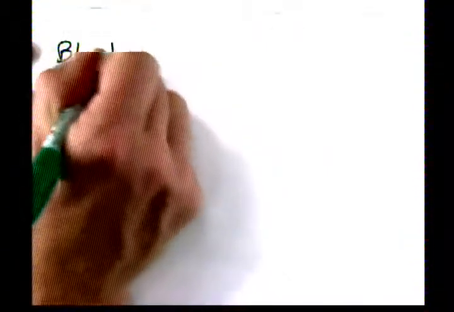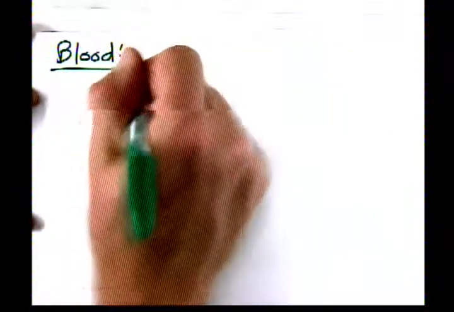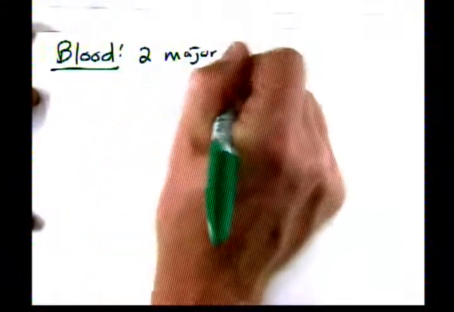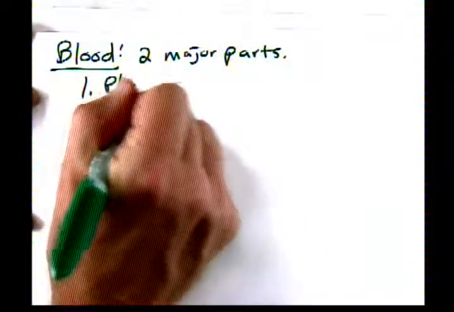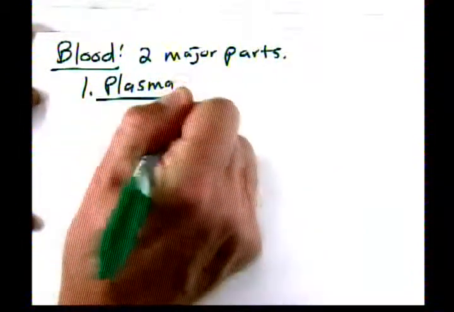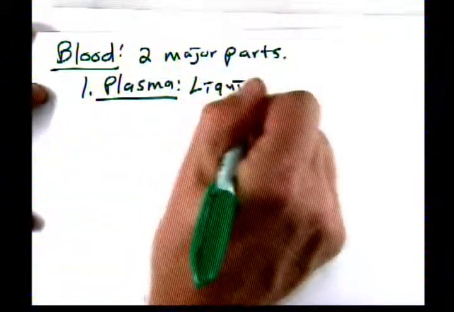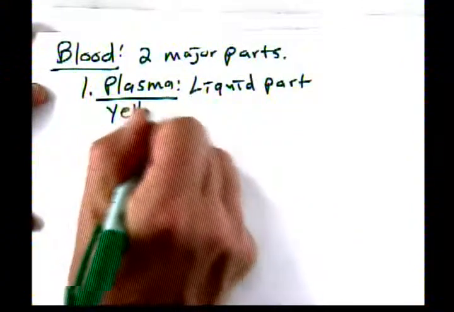Another connective tissue is blood. Blood consists of two major components, two major parts. Number one, there's what's referred to as plasma. And plasma is the liquid part that is yellow in color.